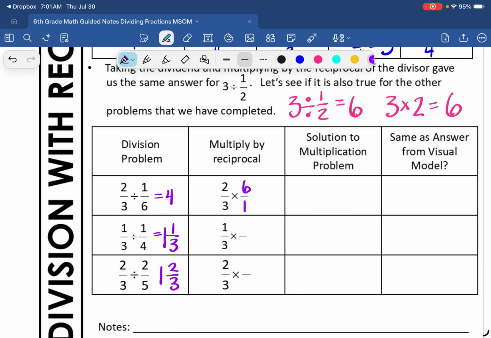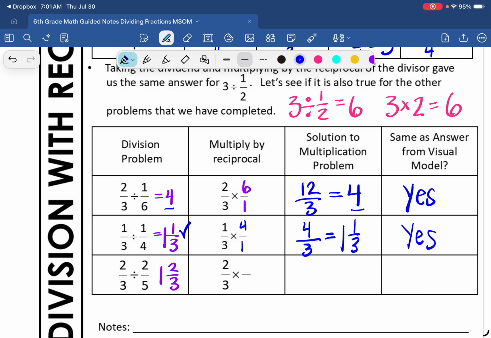So if I have 2/3, I'm going to multiply by the reciprocal of the second fraction. So 2/3 times 6 over 1, and the solution to that multiplication problem: 2 times 6 is 12, 3 times 1 is 3, 12 divided by 3 equals 4. So that is the same answer I got from my model. Let's try it with this one. 1/3 divided by 1/4. So 1/3, I'm going to multiply by the reciprocal of the second number, so 4 over 1. 1 times 4 is 4, 3 times 1 is 3. And that is the same as 1 and 1/3, which is what I got from my visual model. So yes, that is the same.